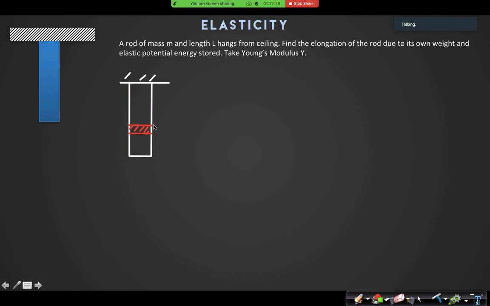The upper part cannot stretch it, it is free to move in the downward direction. So it can only be stretched due to the lower part. Suppose this is x and this is dx. It is stretched by the weight of the lower part, so that force is equal to mg by L into x. So the stress is mg by A L into x.